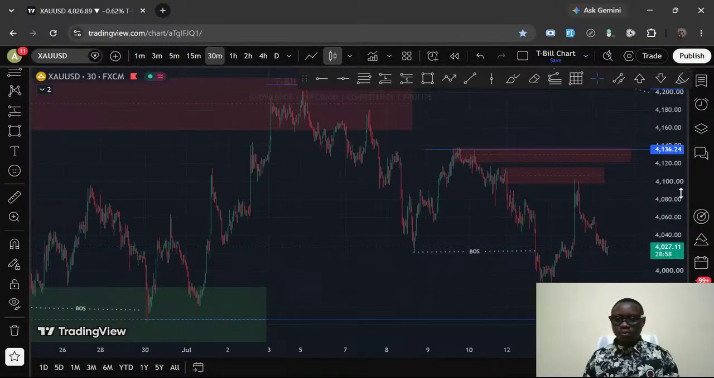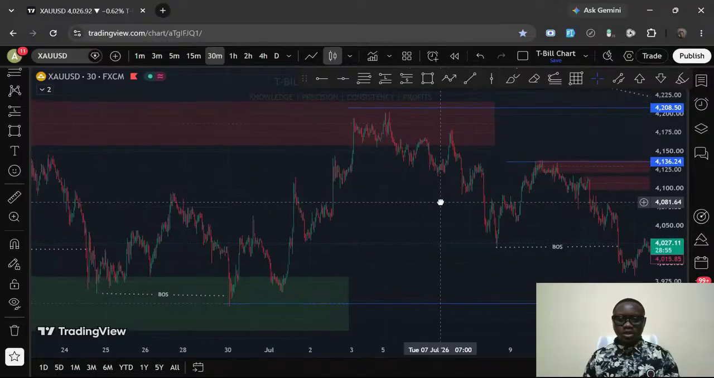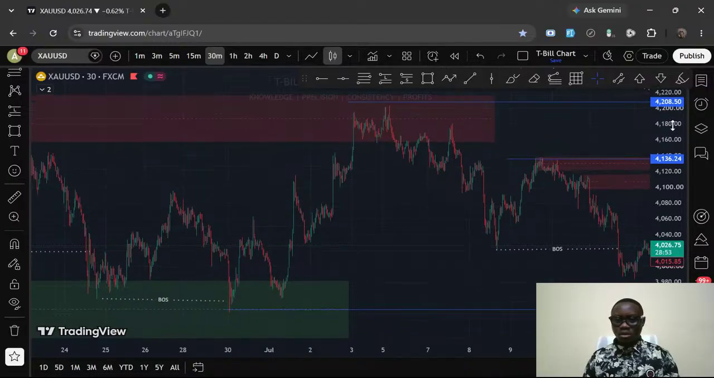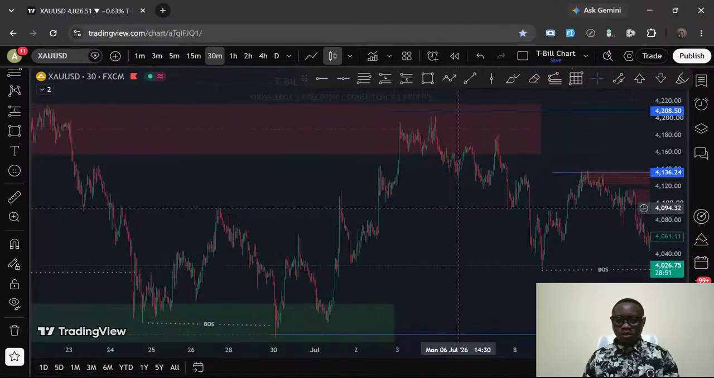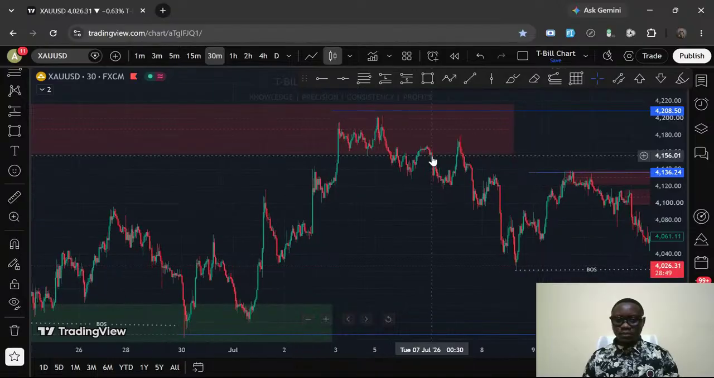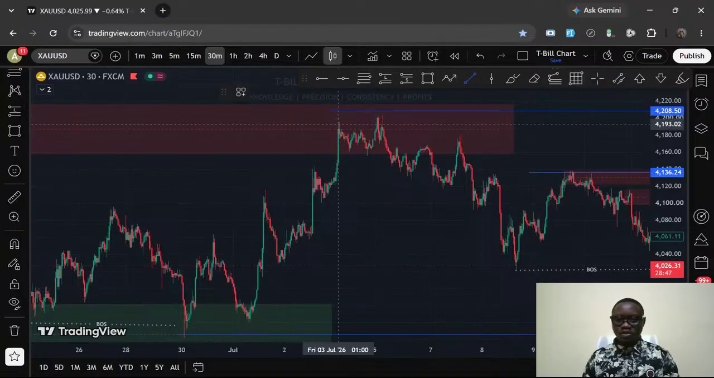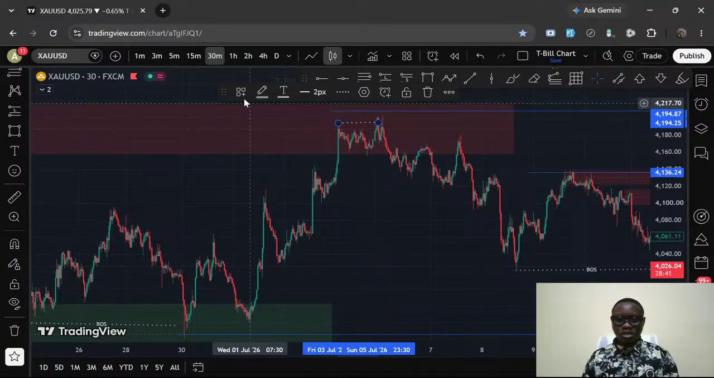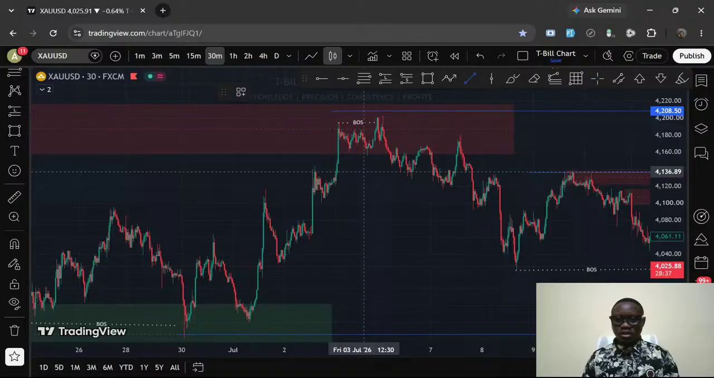So it's simple, right? If you look at the structure, we got this, so it's the last break of structure to the upside. Of course, it can be closed right above it with full body, right? And we got this market structure. It's a market structure shift.